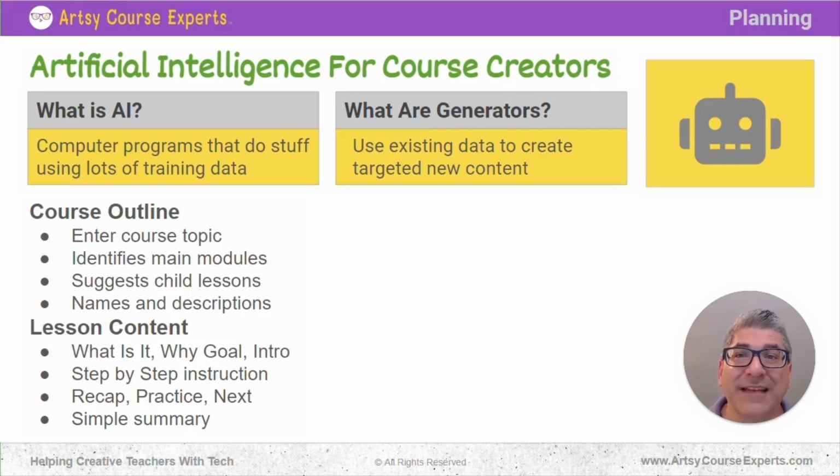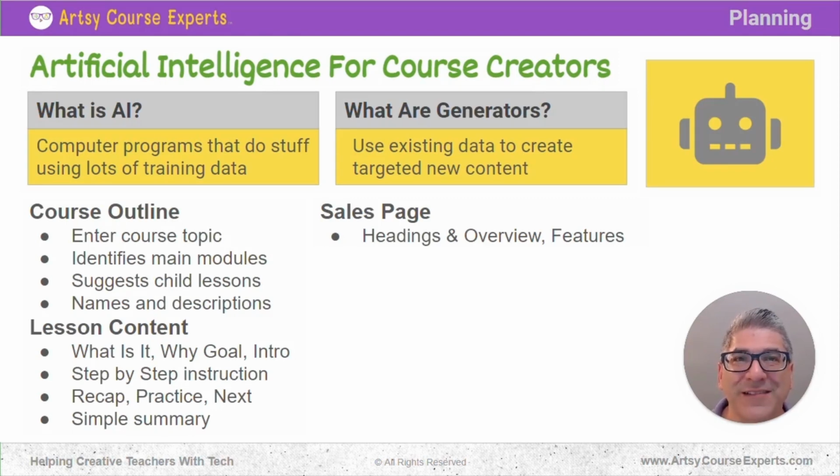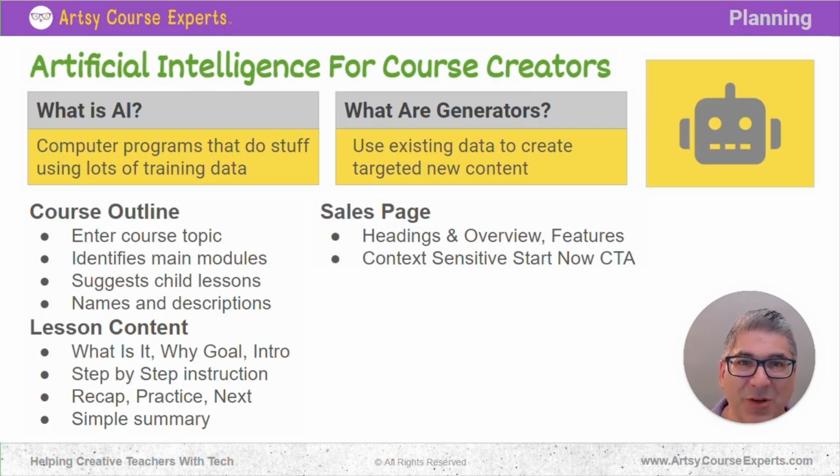After you've created the outline and created individual lessons, you might be needing some help with selling your course. These AI tools help you create sales pages. They provide the headings, the overviews, the key features of your course. And it's context sensitive, so it would know if you're in food decorating. It would give you a specific benefit and why it's important so that you can start making better wedding cakes, and a button that says that. Those are all great things.